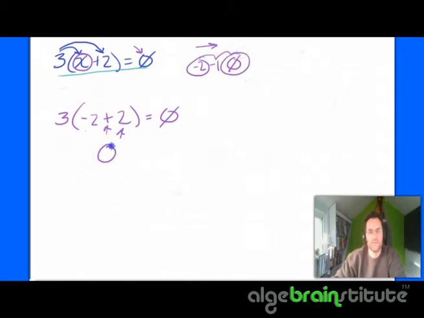So this is 0. So we have 0 in parentheses. 3 is the coefficient to the parentheses, right? So that means 3 times 0 equals 0. That is a true statement.